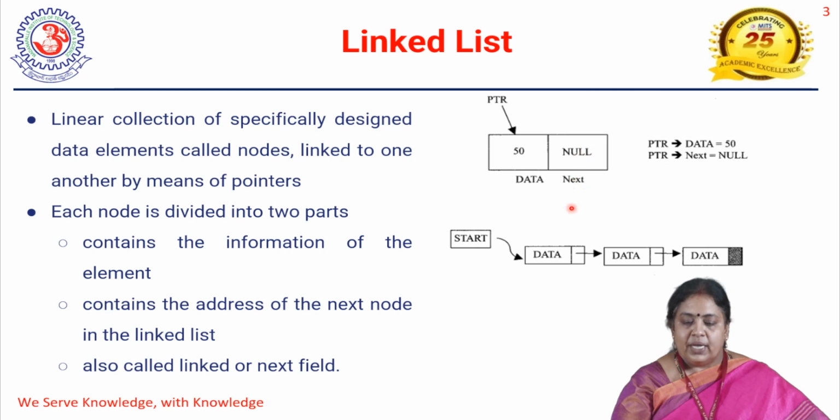Suppose we want to enter another element, then we have to enter the element and we have to give the address. Just for example, this is the first node, and again we have created another node. In this next part, we are going to store the address of this particular node. Like that, the link can be established. So this is a node, and the node is divided into 2 parts. One we call the data part, and the next one is called the next part. In the data part, we are going to store the data element, and in the next part we are going to store the address of the next node.